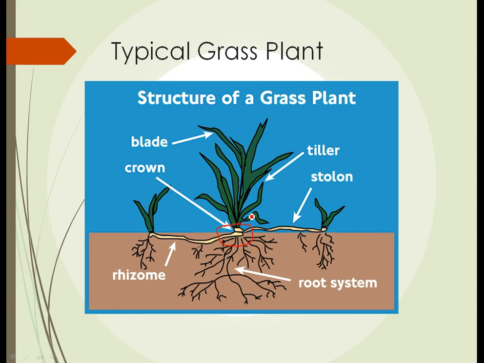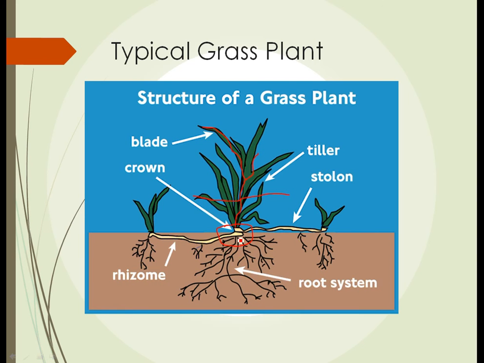What happens is from the crown of the grass plant, it sends up something called a tiller, which is like a stem to which the individual leaves or blades of grass are attached. If the grass plant is mowed or cut, the crown has the ability to send up ever more and more tillers and more leaves.